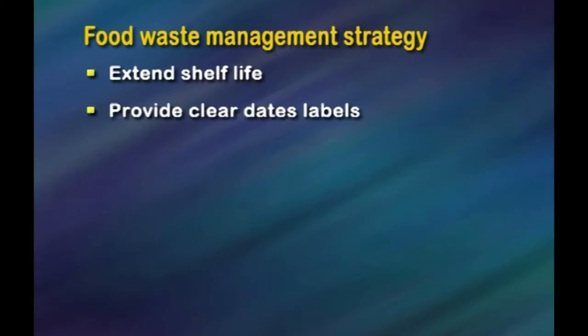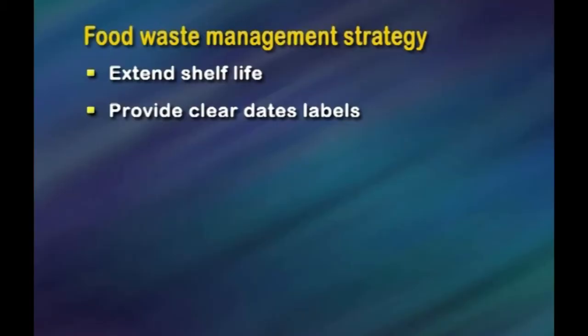Providing clear date labels, that is, clear, consistent and easy to read labels, can help consumers and sellers to easily determine the expiry date of food. Now we will see about package sizes. Manufacturers should make their product in different sizes so consumers can easily pick the right size according to their need, so they can utilize the product before it expires.